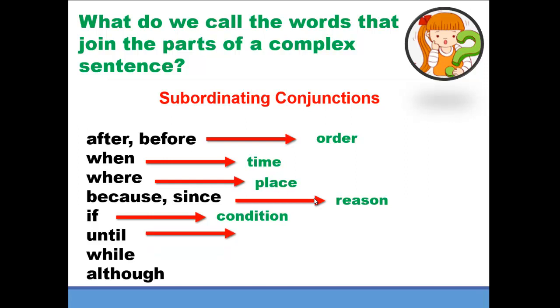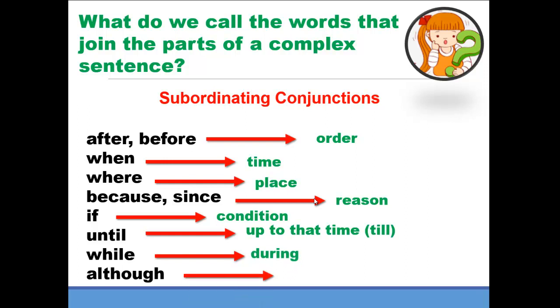We use the conjunction until. What does it mean? It means up to that time or till that time. The conjunction while means during. The conjunction although joins two opposite ideas. You'll know more about how to use these subordinating conjunctions through the example.